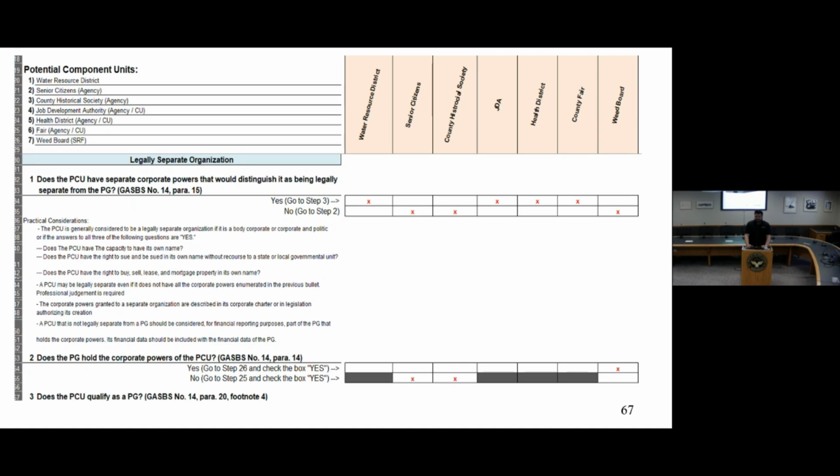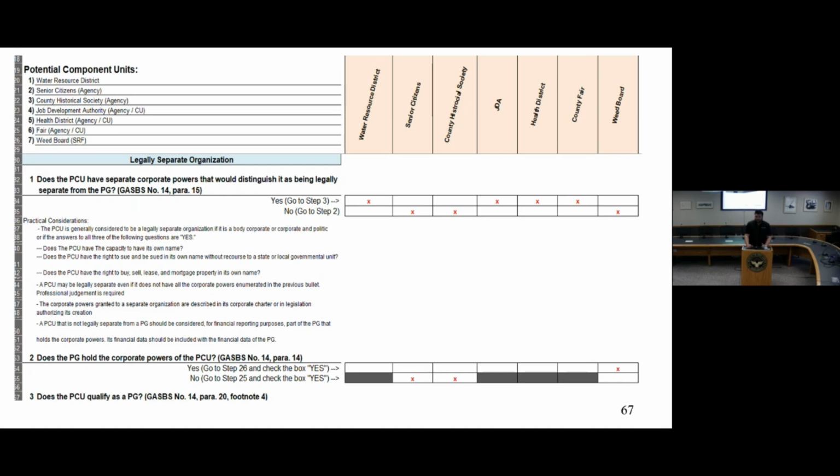It's important to follow the instructions because, for example, if you answered yes in question 1, you would skip over question 2 and go down to question 3 and keep going down the checklist. If you answered no to question 1, you'd go down to 2 and keep going down the checklist. So in this example, it looks like the water, JDA, health, and fair all answered yes for this checklist, so we would go down to step 3. Then the senior citizen, county historical, and the weed board all answered no, so our instructions are to go down to step 2.